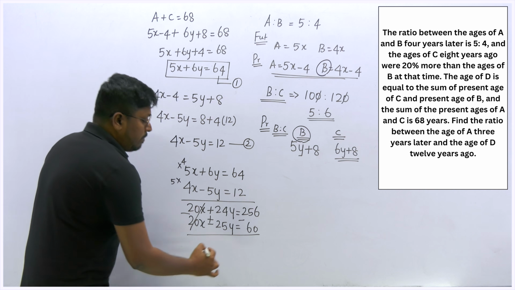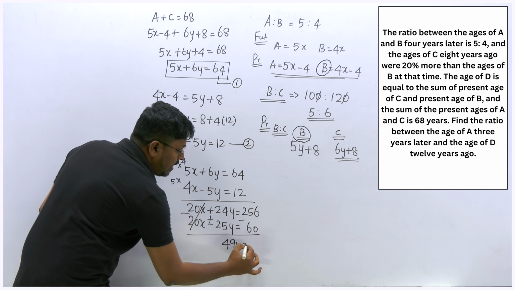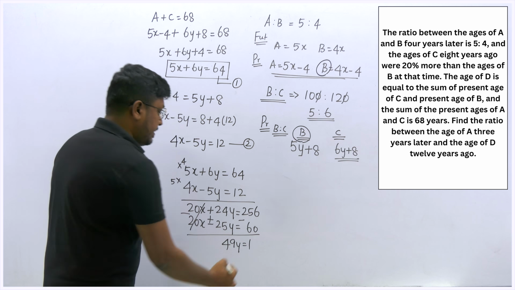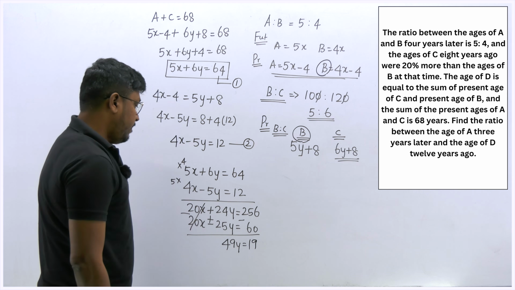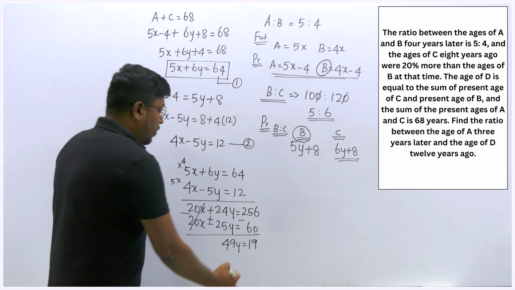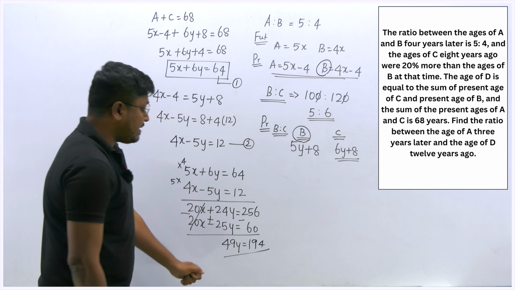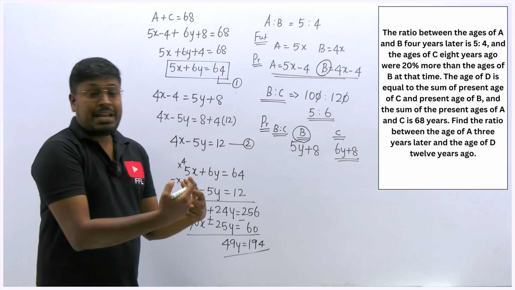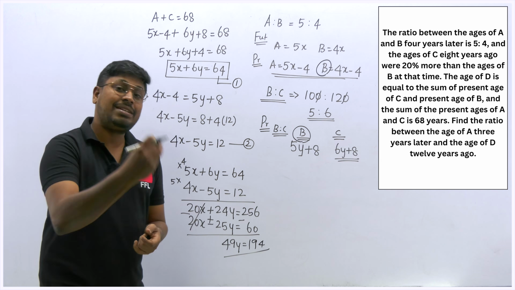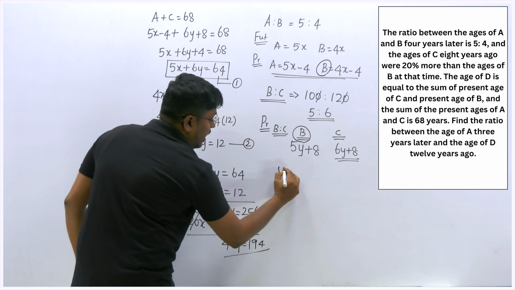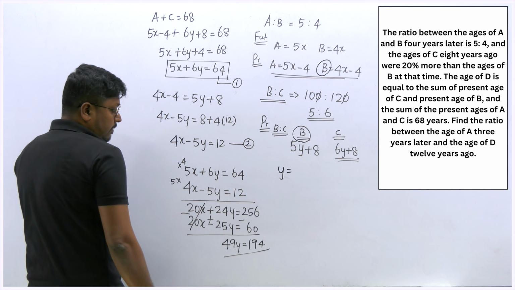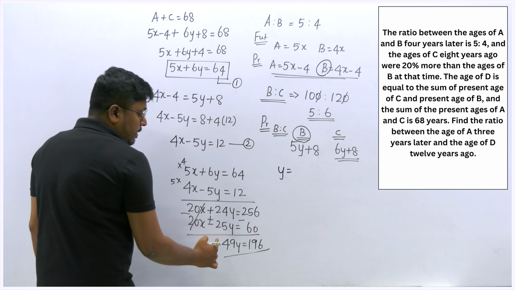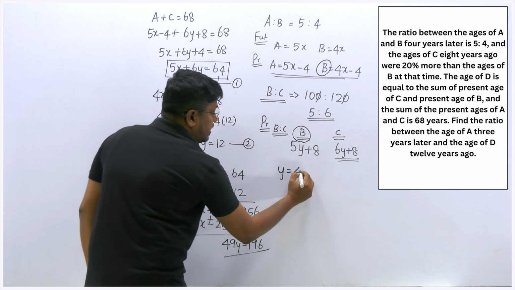So 24 plus 25 will be 49y. So 49y is equal to 196, or 194, right? So 194. Now we got the value of y. Based upon that, we need to solve the question, right? After finding the value of y, you have to substitute to find the value of x. So the value of y: 9 fours are 36, y is equal to 4.